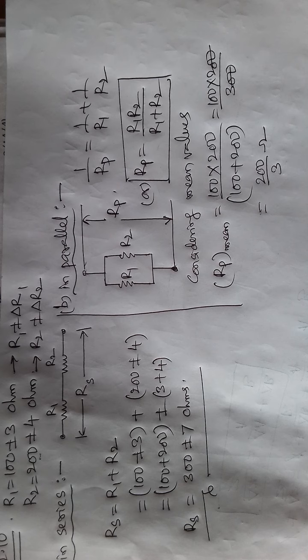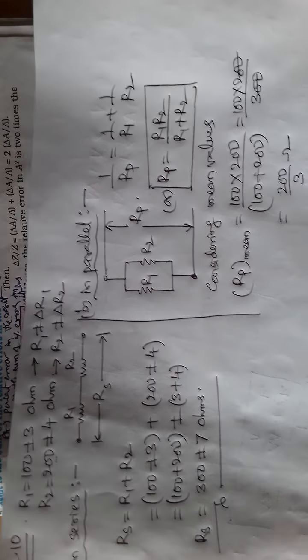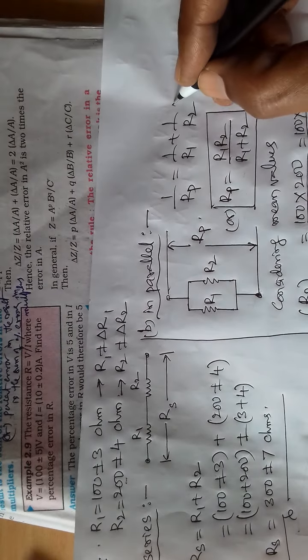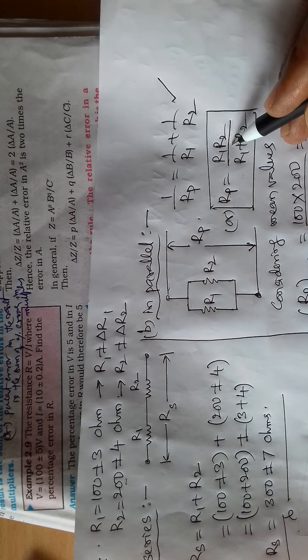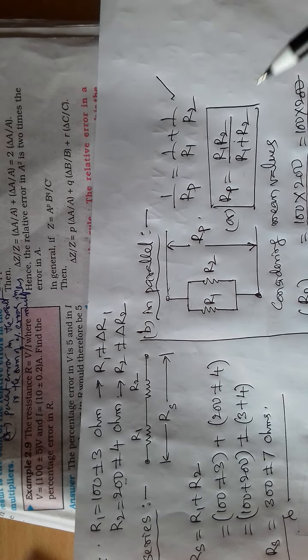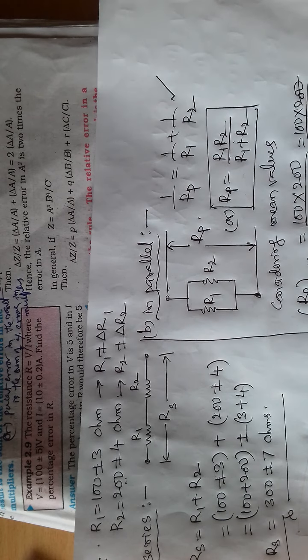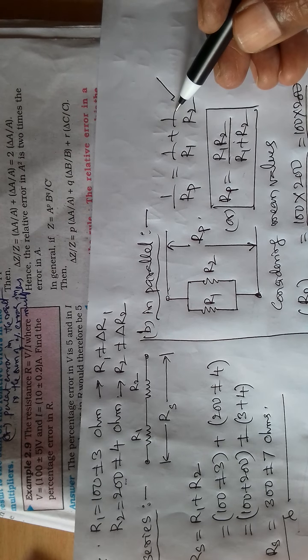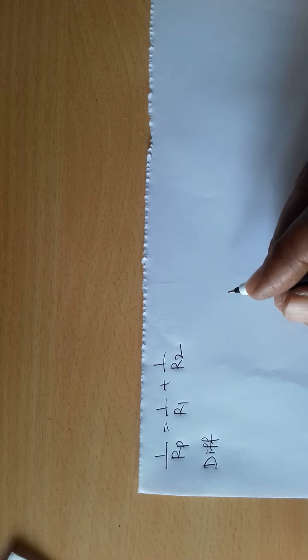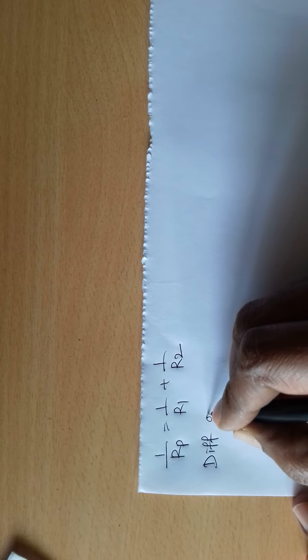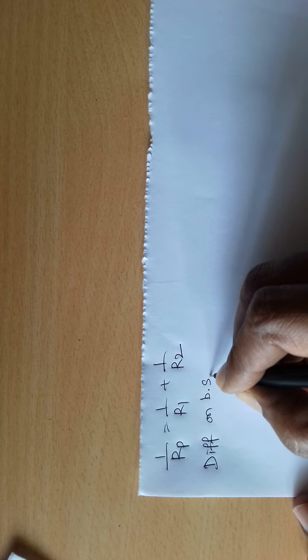Now we have to calculate the resultant error in the parallel combination. For that purpose, we make use of this formula instead of this formula. To find the mean value, this formula is convenient. To find the error, this formula is convenient. How? Let us see. Differentiating on both sides.